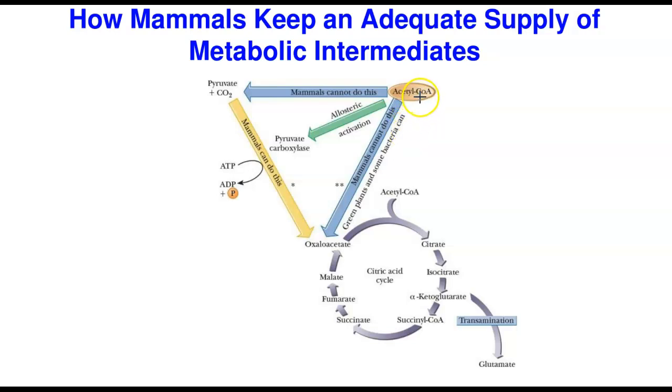Mammals cannot convert acetyl-CoA to oxaloacetate. And mammals, like human beings particularly, cannot convert acetyl-CoA to do what? To this. However, they can do one thing. What can they do? What they can do is convert pyruvate. Pyruvate can be carboxylated with carbon dioxide. Hydrolysis of ATP is used to convert it to oxaloacetate.